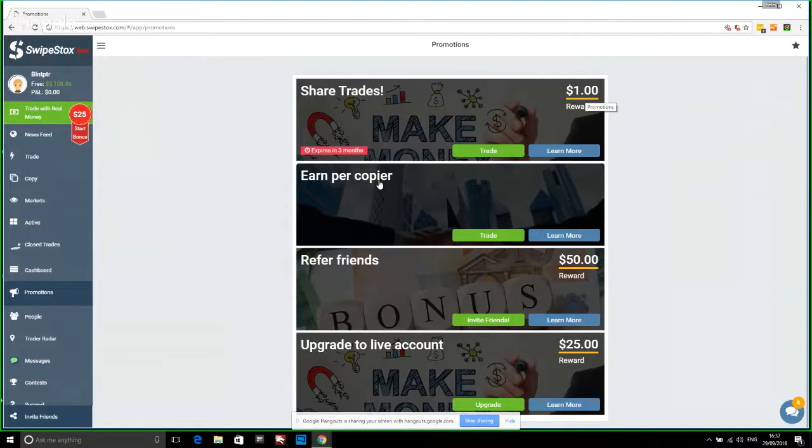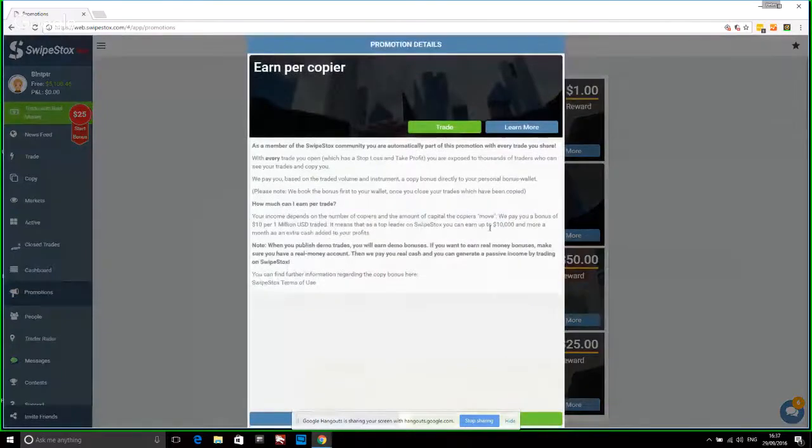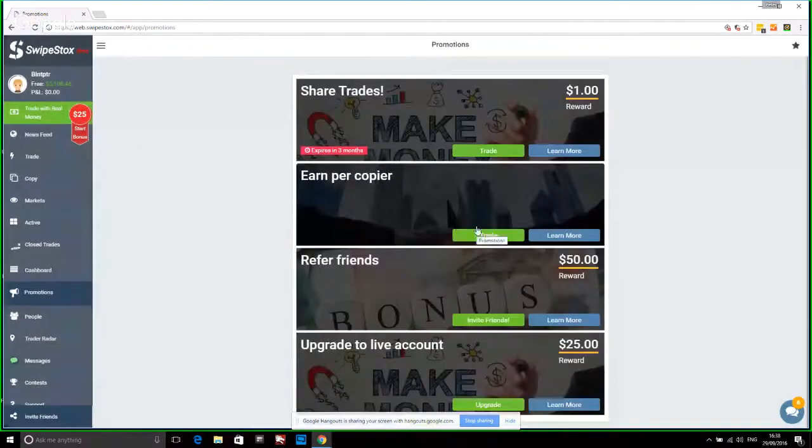You can earn per copier, which means that it's not exactly per copier, but basically the more money your followers turn over, the larger reward you get. Currently, if we look in here, it stands here. So basically, you get $10 for every 1 million USD traded by your followers.